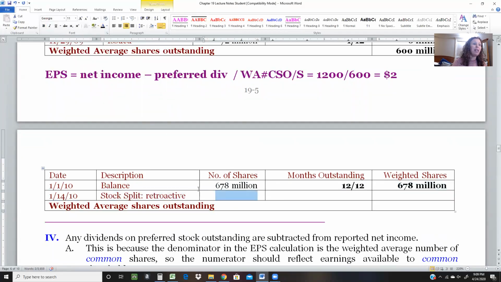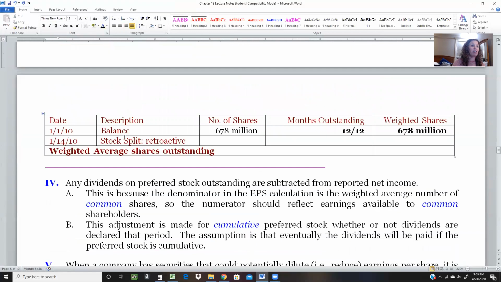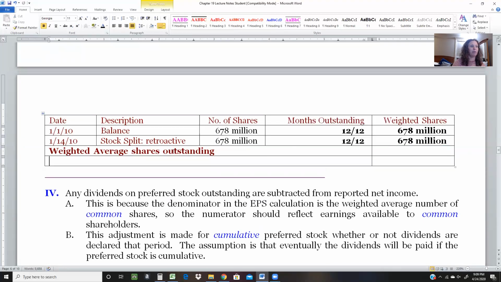And then our stock split is retroactive. So when I first saw this, I was like, oh crap, January 14th, do I do like a half a month? What do I do there? But then I remembered that stock splits are retroactive. So it doesn't matter if this was January 14th or December 14th, I'm going to do the whole 12 out of 12. So another 678 million, 12 out of 12 gives me another 678 million. And so the total number of shares is 1356.